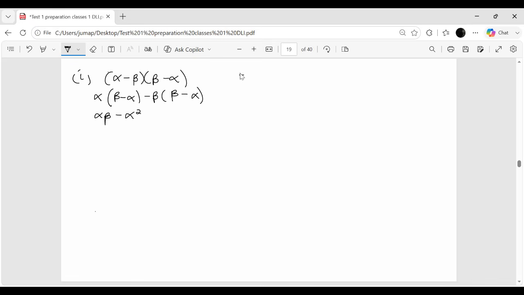Okay, so let's continue what we're solving. Here we said that we expanded, then we started multiplying. Alpha times beta was alpha beta. Alpha times negative alpha became negative alpha squared. Then negative beta times beta became negative beta squared. Then negative beta times negative alpha is going to be plus alpha beta.